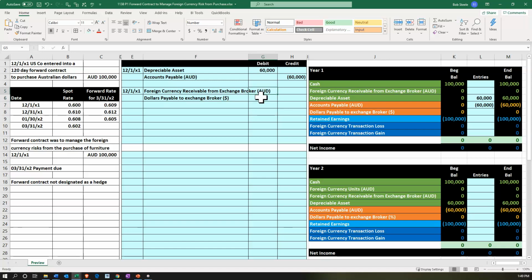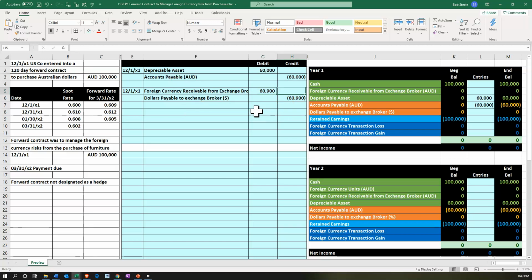And this one is the one we're going to be using the forward rates for. So now we're going to be using the forward rate at this point in time. So this is going to be equal to the 100,000 times the 0.609. And this is going to be, let's say, just the negative of that number. So now we've got on the books the foreign currency receivable of the 60,900 and the dollar payable to the exchange broker in dollars now of the 60,900.